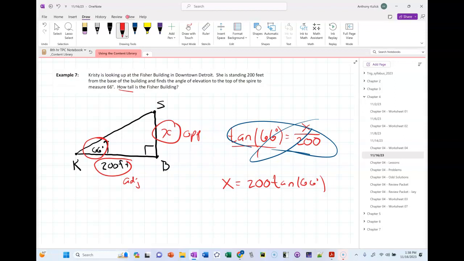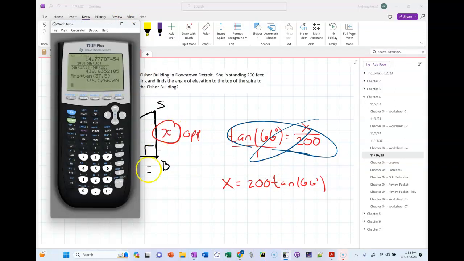And what do I do now? Calculator time. When I'm typing this in my calculator, though, I need to be careful. What do I need to be careful about? The mode. What mode should my calculator be in for this problem? Degrees. Excellent. How did you know? It's measured in degrees in the problem, right? It says 66 degrees. What mode has your calculator been in? Radians. How do we change between the two?